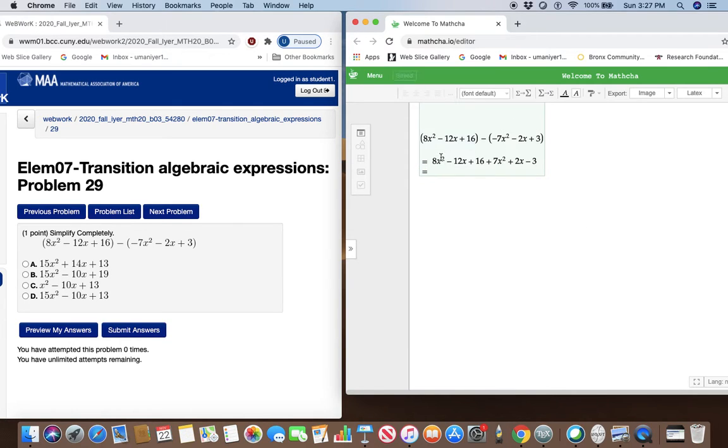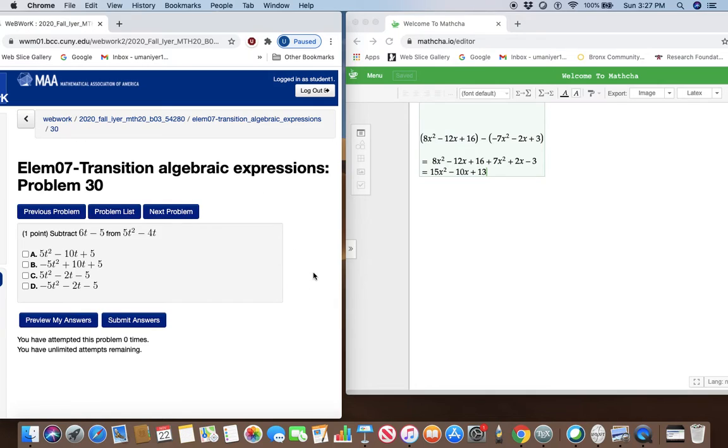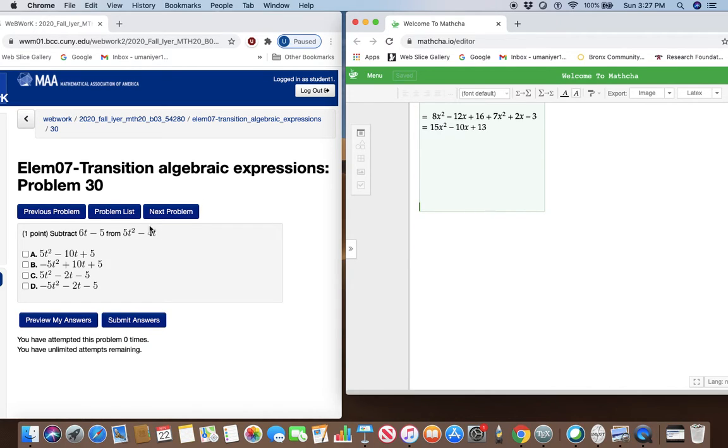Combine like terms. 8x² plus 7x² is 15x². Negative 12x plus 2x is negative 10x. 16 minus 3 is 13. 15x² minus 10x plus 13. Next problem. Subtract this from this. Okay, now you have to be careful here. So from this, so that comes first.